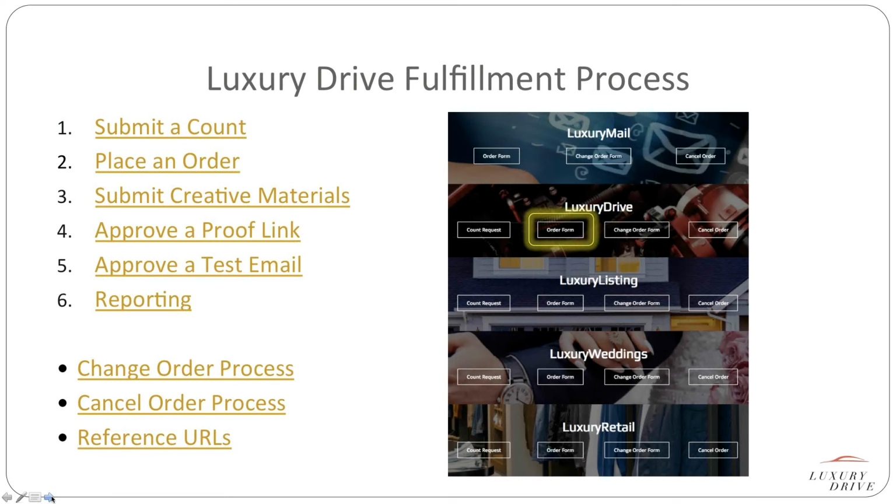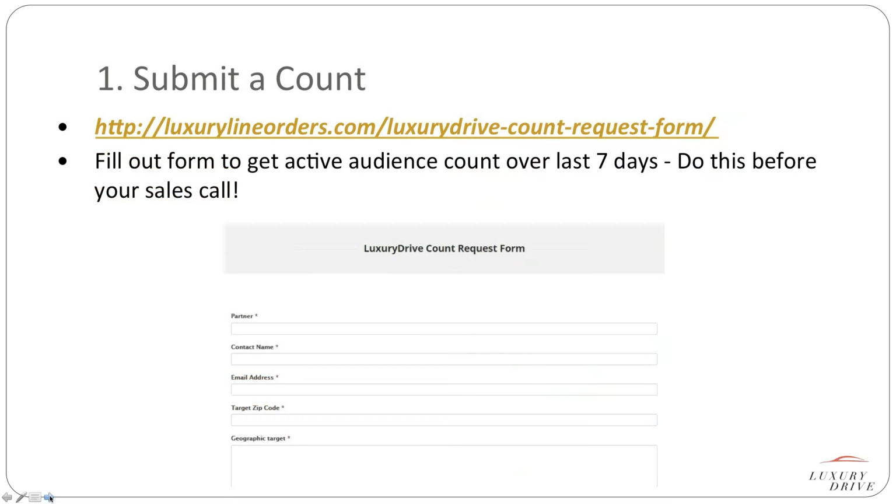So similar layout as before, here's the fulfillment process. You can feel free to click around and get pulled directly to what you're looking for, whether that be a change order form, reference URLs, etc. So count systems for all of the behavioral products operates a little differently than Luxury Mail. Think of it as Luxury Mail is this very large 95 million email catalog, whereas when we're working with a behavioral product, we're looking at more the people who have actively been searching over the past 7 days. So we're dipping into that catalog and we're pulling relevant information and relevant people from that.